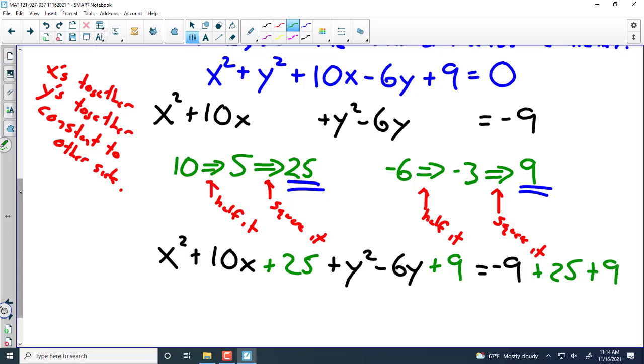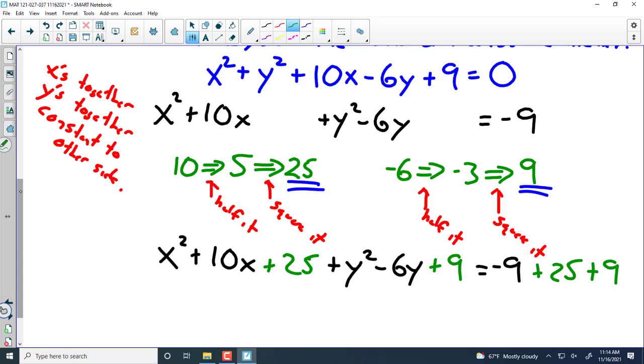What I'm doing is I'm adding a 25 to both sides of the equation, which is fine, you're allowed to do that. And I'm adding a 9 to both sides of the equation, which is fine, you're allowed to do that. Anyone know what I'm doing right now? What is this called? Completing the square. Yeah, it's called completing the square.